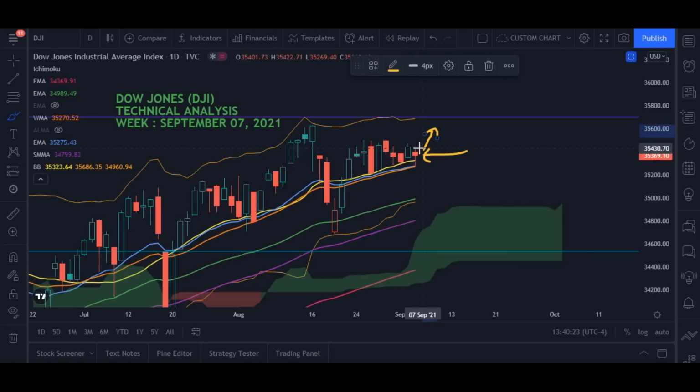On Tuesday it is expected that there might be some gap up opening. If the global markets are in green, then for sure there will be a gap up opening on Tuesday. Else there will be a gap down opening, and if there is a gap down opening, then first the market will try to get some support here on the moving averages, and if it fails to hold here on these moving averages, then it will come down.